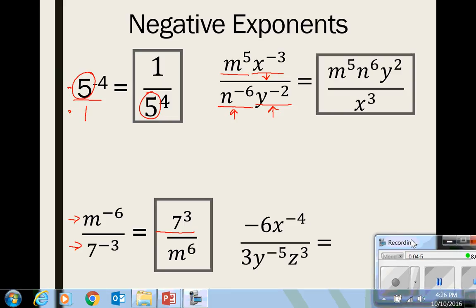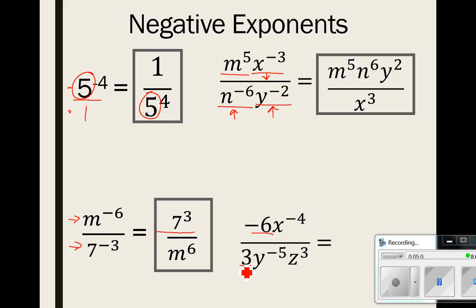Now we have one more example. For this one, you have negative 6x to the negative 4 over 3y to the negative 5th, z to the 3rd. Again, we're going to take it one step at a time. But notice we have some coefficients here: negative 6 and 3. If you just had negative 6 over 3, you know that would equal negative 2 over 1. So we can go ahead and put our fraction bar, negative 2 over 1, and that takes care of the numbers. Then you just have to see who has a negative attitude because of their exponent and who needs to go upstairs or downstairs.